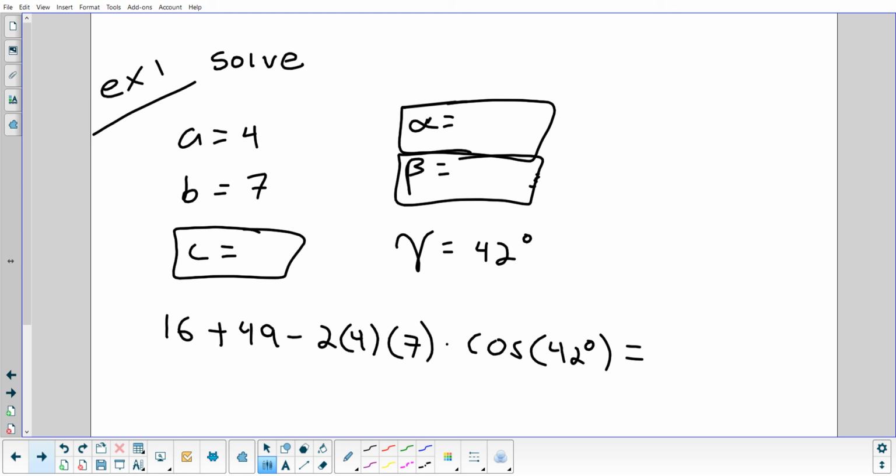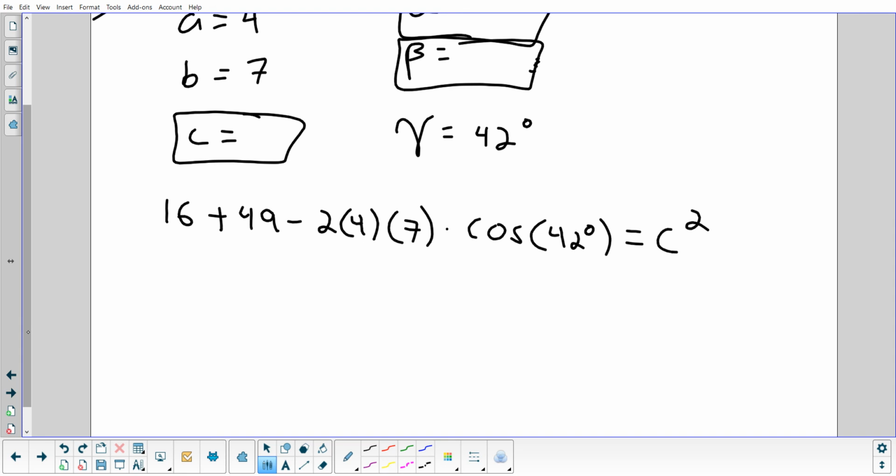Yeah. C squared. So this is the type of problem where the variable is pretty much by itself. Yes, you're going to have to do the square root at the end. But overall, pretty much all the numbers are already on one side for you. All right, so let's just follow PEMDAS and add these things up. 16 plus 49 gives me how much? 65. 65. 2 times 4 is 8. 8 times 7 is 56. Cosine of 42 degrees equals c squared.